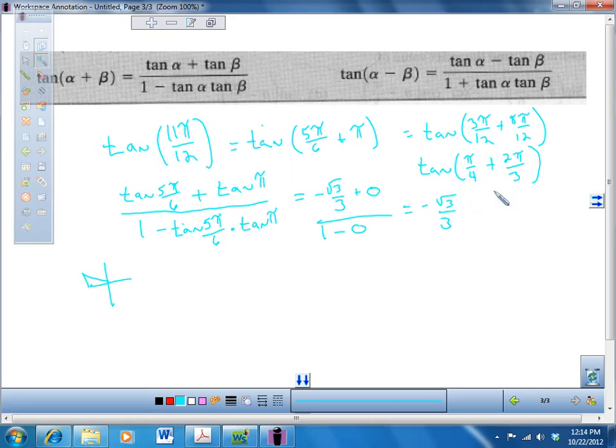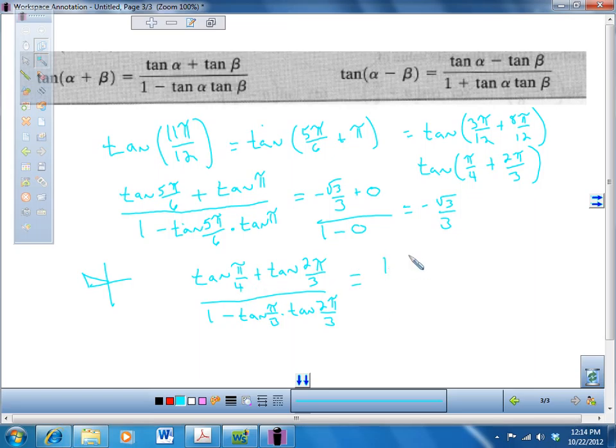So just for kicks, let's do this one, okay? Just to show you, hopefully it'll work out the same. So I'm going to go tangent of pi over 4. Who knows what tangent of pi over 4 is? So this is going to look like, when I do it, tangent of pi over 4 plus tangent of 2 pi over 3 over 1 minus tangent of pi over 4 times tangent of 2 pi over 3.